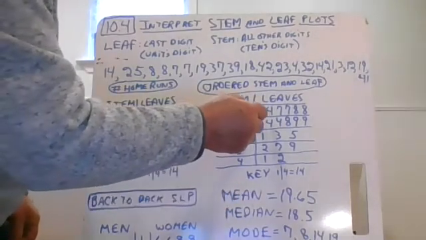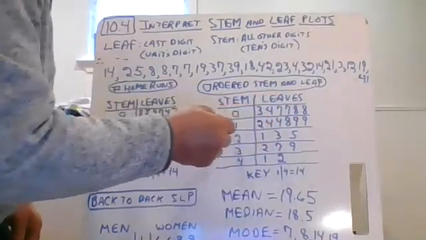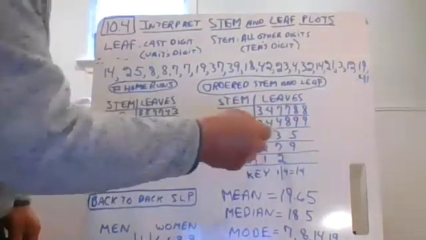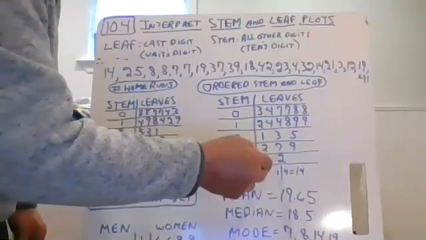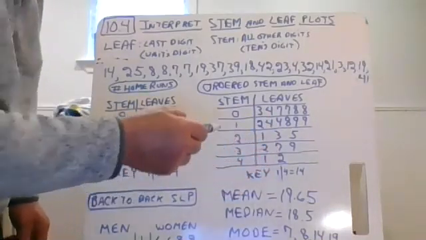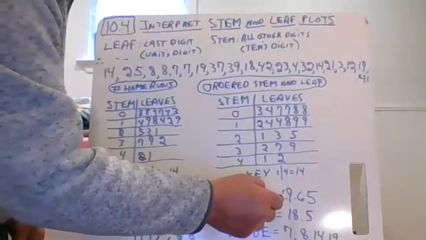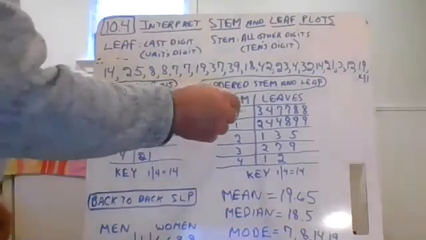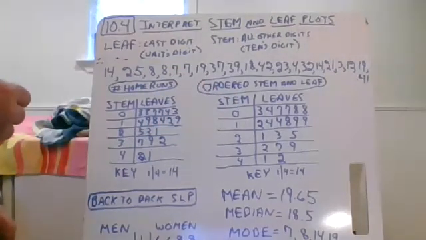So you're going to take 3 plus 4 plus 7 plus 7 plus 8 plus 8 plus 12 plus 14 plus 14 plus 18 plus 19, 19, 21, 23, 25, 32, 37, 39, 41, and plus 42. You would add those up, divide by 20, and the mean turns out to be 19.65. So you might as well use your ordered stem and leaf plot for your mean. Add them up, divide by the 20 data items.